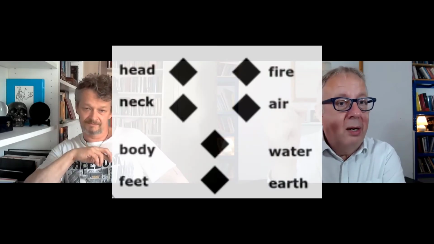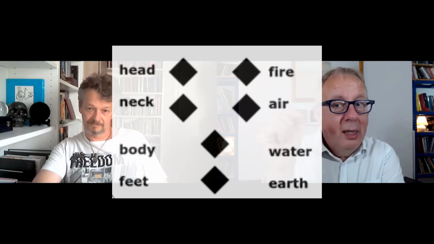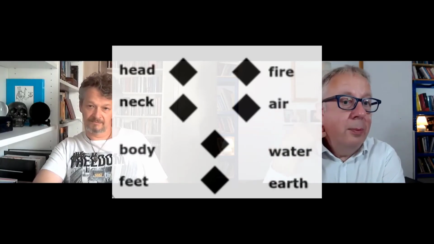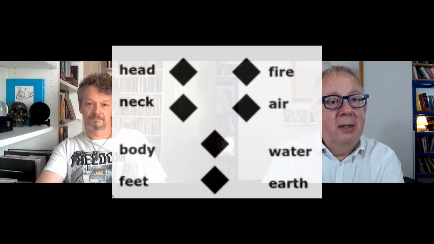You can also look at these individual geomantic symbols because there's 4 lines. You can see it in terms of fire, air, water, and earth. Each line corresponds to an element. And in terms of the body, the top line is the head, the second one is the neck, the third one is the body, and the fourth one is the feet.